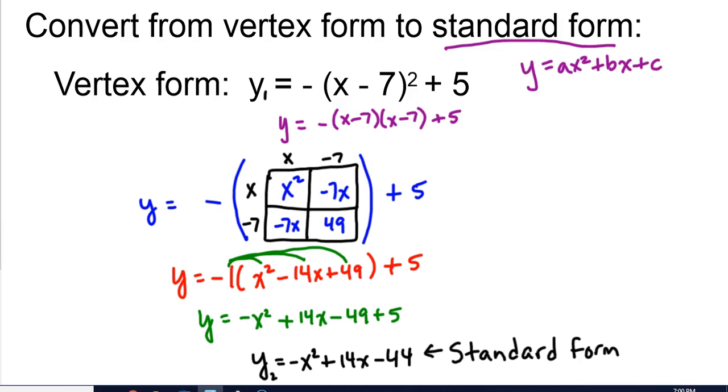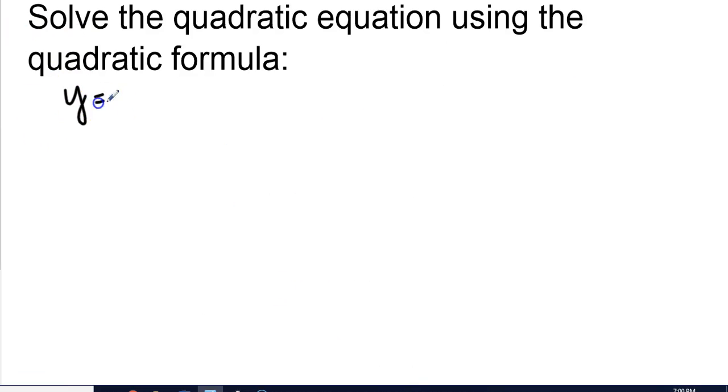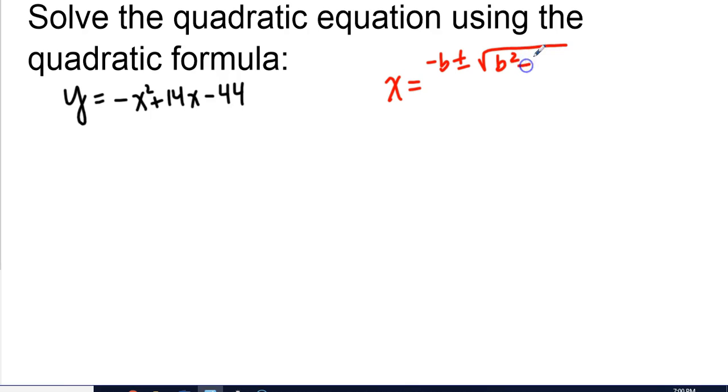Now we can proceed. The next task we have is to solve the equation by using the quadratic formula. Okay, so our quadratic formula one more time. Okay? x equals opposite b plus or minus the square root of b squared minus 4ac, all over 2a. All right, there's our quadratic formula. Yes, you have to sing it.